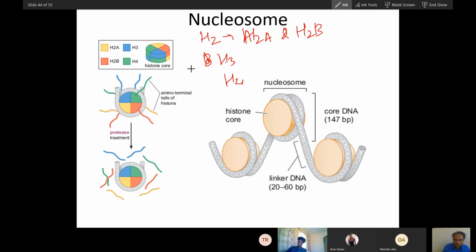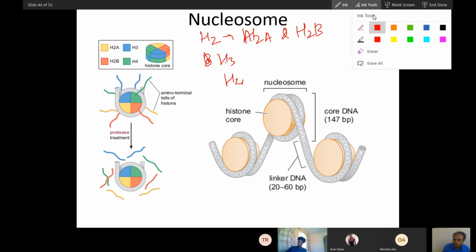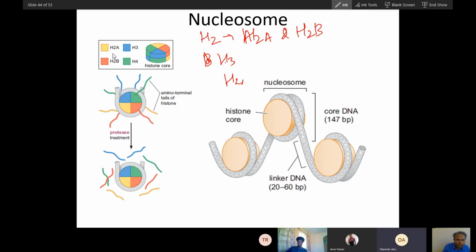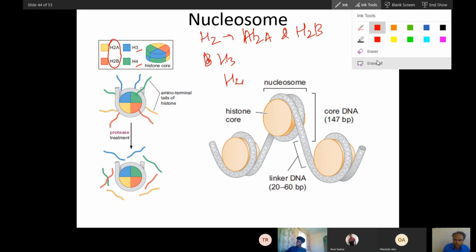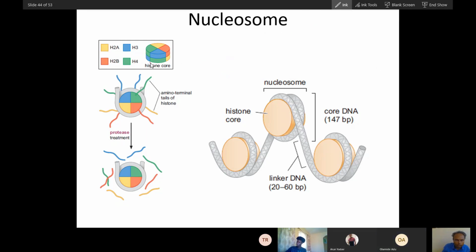You need to understand this much only. Did you understand this? What are the histone proteins? H2A, H2B, H3 and H4. These will form an octamer, and this octamer is nothing but the bead.